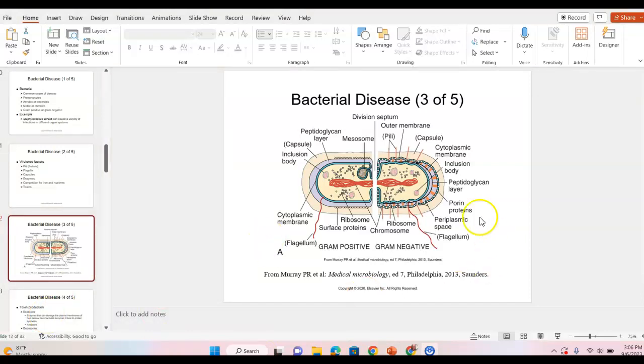And then there's lots of other structures on here, but the other thing listed was the flagellum. Okay, so that's that tail-like projection that comes off that bacteria.